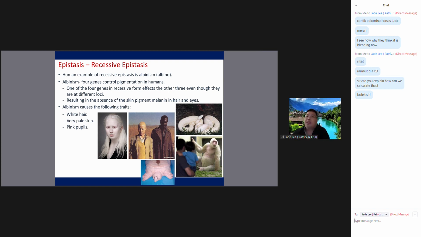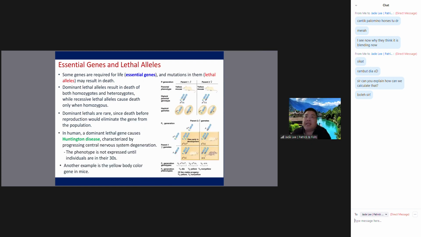Okay. So the essential genes and lethal allele. Apa benda ni ialah some gene they require for life, which is what we call essential. And mutation in them will cause lethal. Okay. Or may result in death. So mereka ini sangat-sangat gene yang sangat penting. So the dominant lethal allele result in death of both homozygous or heterozygous, while the recessive lethal allele cause death only when homozygous.